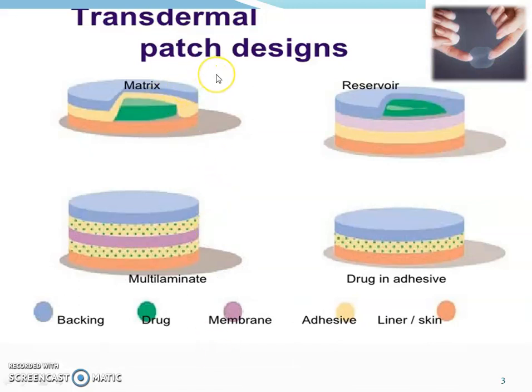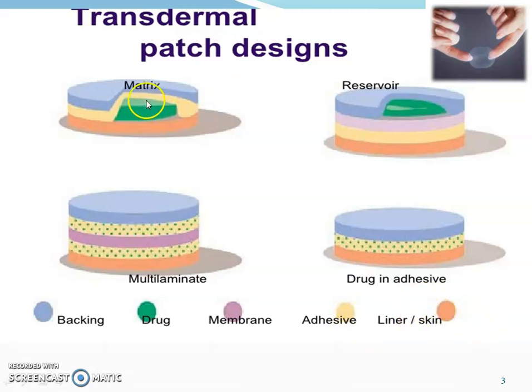Generally, transdermal drug delivery systems are of four types. One is a matrix system, reservoir system, laminate system, and drug in adhesive type of system. Here, different parts can be indicated by different color. Blue color, it is a backing laminate. Green color, it is a drug. Purple color, it is a membrane or polymer matrix. Yellow color, it is an adhesive, and orange color, it is a liner.